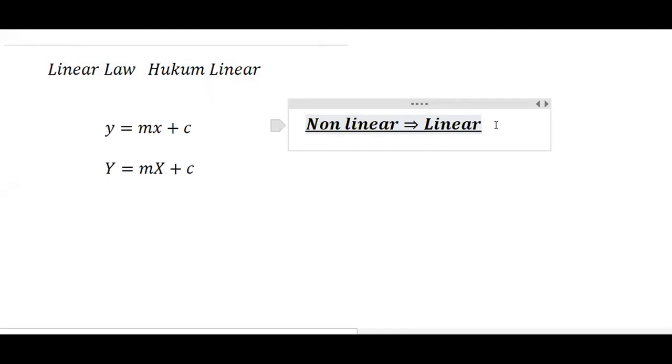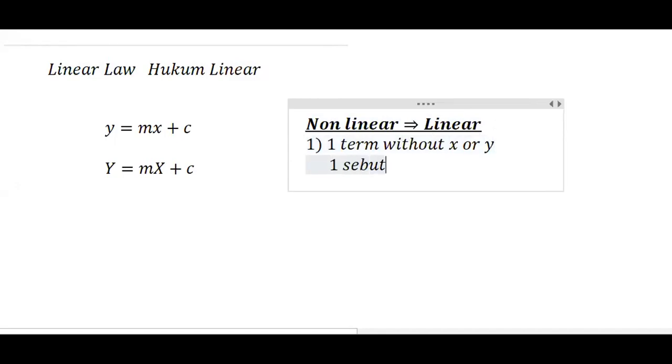Ada 3 rules by the way. I will say the first rule first. First rule is you must have one term without X or Y. Tuliskan. Mesti ada satu sebutan tiada X ataupun Y. Sini saya tulis X kecil, Y kecil ya. Tiada X kecil, tiada Y kecil. Mesti ada satu sebutan macam ni.